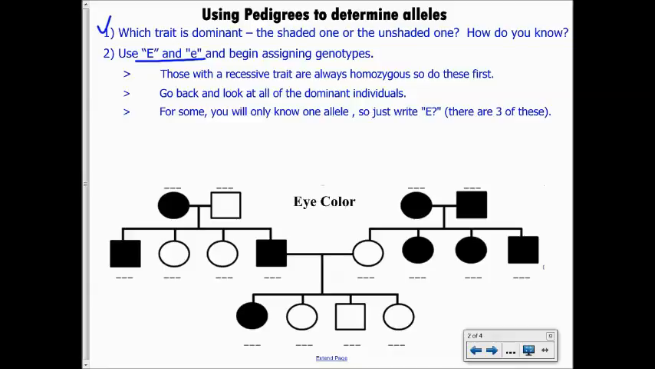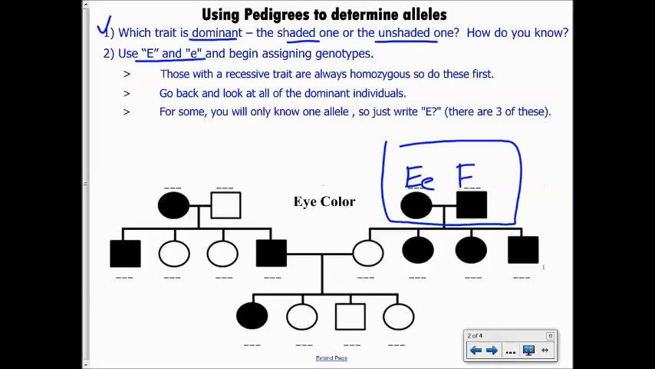So, the first step said, determine which trait is dominant. Is it the shaded or the unshaded one? And the way we do this is we test out our theory. Let's try, for instance, over here on these two parents. Let's explore the possibility that these two parents have the dominant allele, okay? If they have the dominant allele, they could be like this. Another possibility would be both big E.